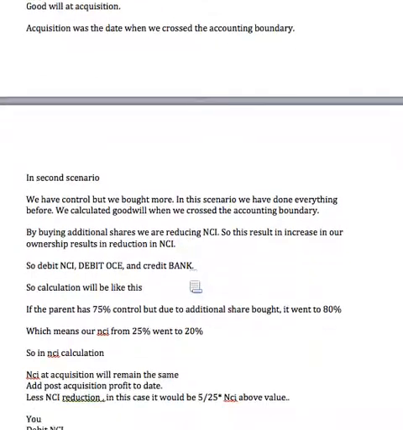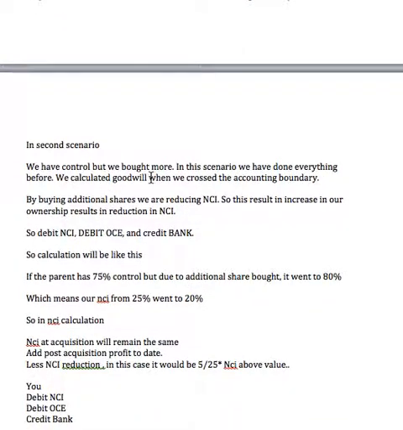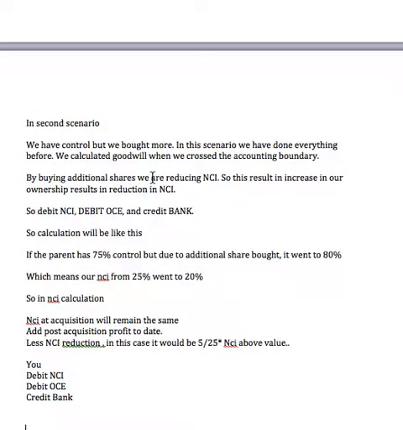So in the second scenario here, we have control, but we bought more. In this scenario, we have done everything before we calculated goodwill when we crossed the accounting boundary. By buying additional shares, we are reducing NCI. So an increase in ownership results in a reduction to NCI. So debit NCI, debit OCE, and credit bank. So the calculation will be like this.